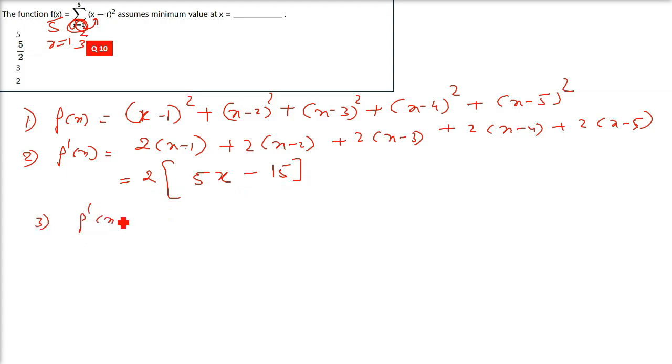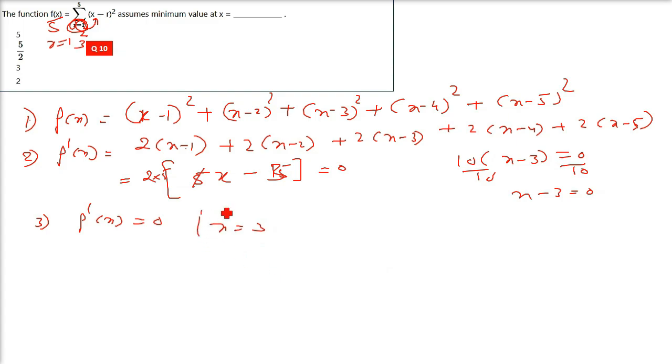Next, f dash x equals 0. You have to equate this to 0. When you equate this to 0, you can take 5 also outside. So it is 10 into (x minus 3), and you are equating it to 0. If you divide both sides by 10, x minus 3 equals 0, so x equals 3. So x equals 3 is our answer.